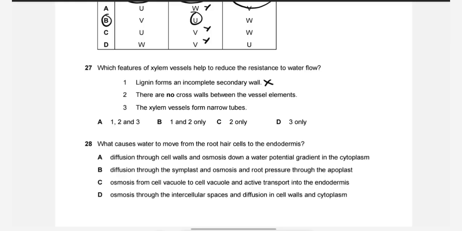And number 2, there is no cross walls between the vessel elements. This is correct. We do not have cross walls between vessel elements in the xylem vessels. And again, that helps to reduce resistance of water flow. Then on the third response, we have the xylem vessels form narrow tubes. This might be true, but I don't see it helping to reduce the resistance of water flow, and therefore I would go with 2 only, which is C.